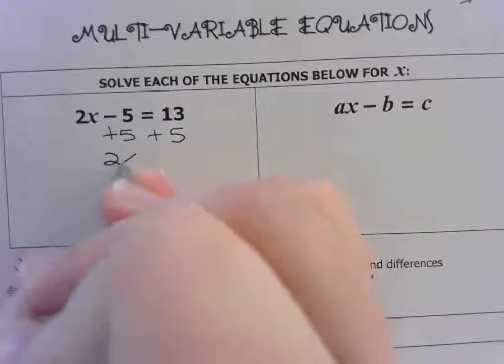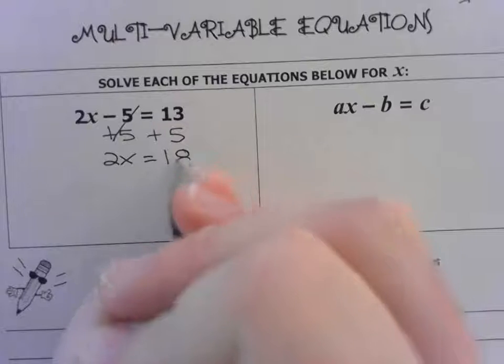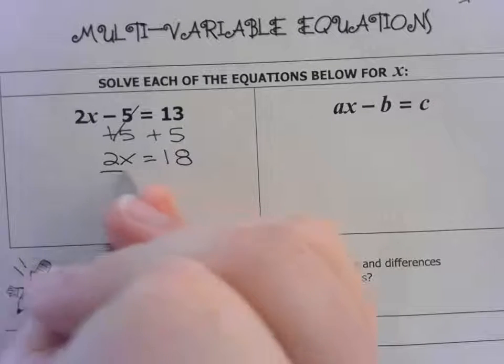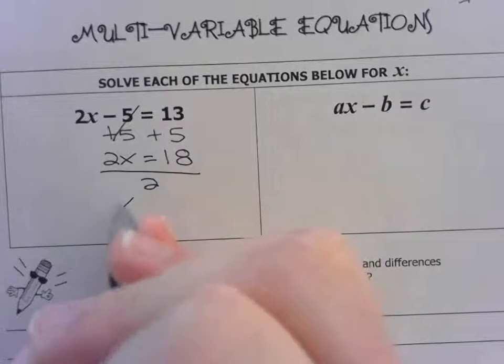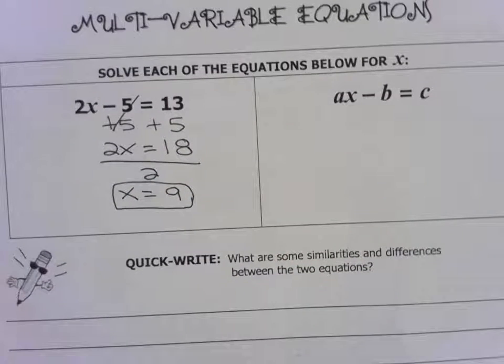Start from the left. 2x, the 5's cancel, equals 13 plus 5, 18. What? Divide by 2. x equals 9. You know how to do the equation on the left. It's pretty straightforward. We did that about 3 or 4 weeks ago.